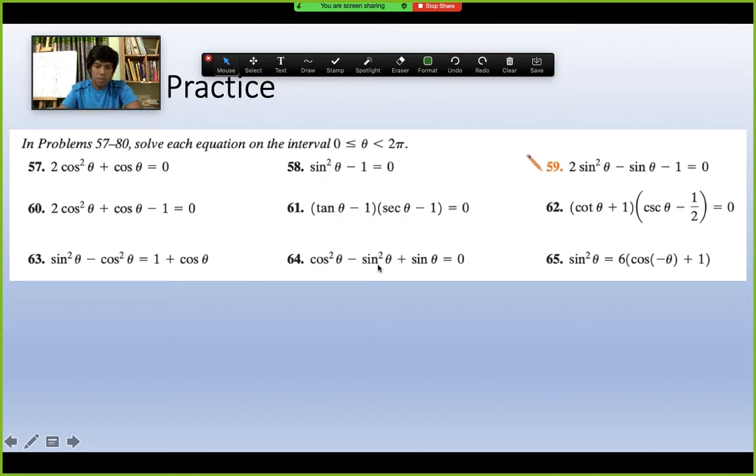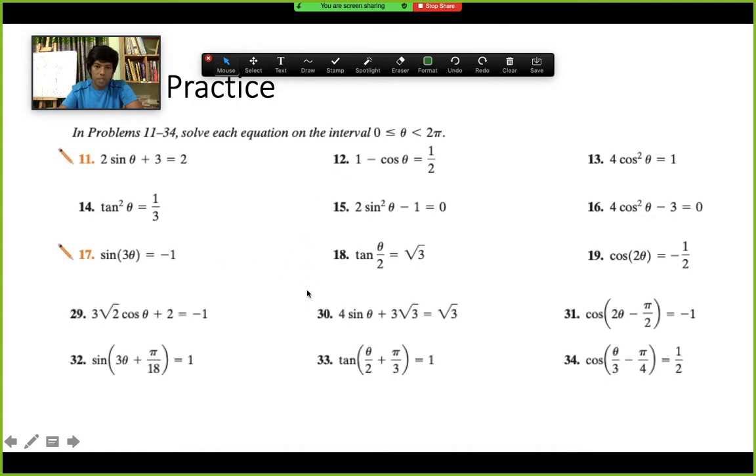This is cos square theta minus sin square theta plus sin theta. See, there is a sin theta here. That means you have to change this one, not this one. We have to change this one, because then everything will become sine. And here this is cos, this is sine. So we have to change this in this math for solving.